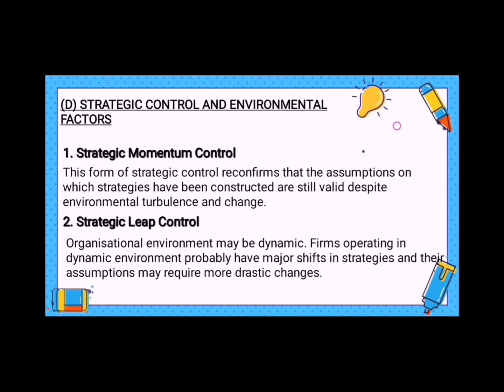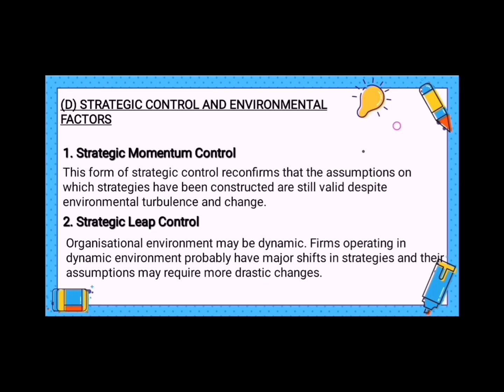This form of strategic control reconfirms that the assumptions on which strategies have been constructed are still valid despite environmental turbulence and change. This means that new strategies are simply extensions of the current strategy. The role of strategic momentum control is to enable the company to make modifications in strategies. Number 2. Strategic leap control.